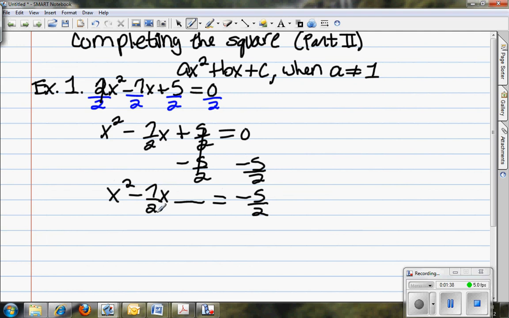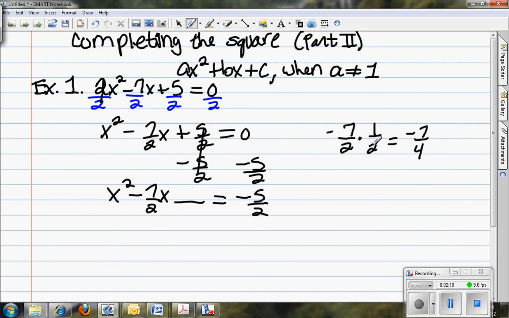So the same thing applies, even though it's a fraction, nothing too scary. If we need to figure out half of 7 halves, well, let's just go over here, scrap paper. If you have negative 7 halves, and you want to find half of it, multiply by half. So we're going to end up with negative 7 over 4. So half of negative 7 halves is negative 7 fourths. This is what we're going to add to both sides.